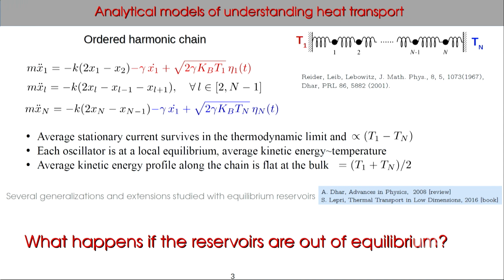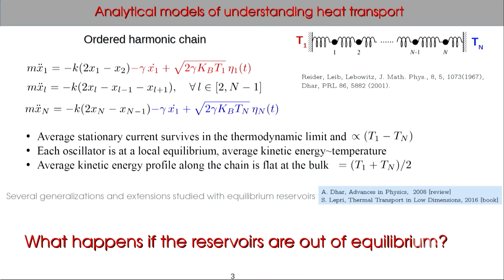What they found in this paper was that the average stationary current actually survives in the thermodynamic limit, and it's proportional to the temperature difference of the two thermal reservoirs. The average kinetic energy of each oscillator in the chain gives you the local temperature. If you look at the average kinetic temperature profile throughout the length of the conductor, you find that it's flat in the bulk, and it's just given by the arithmetic mean of the reservoir temperatures. These are all quite contrary to what is predicted from Fourier's law.